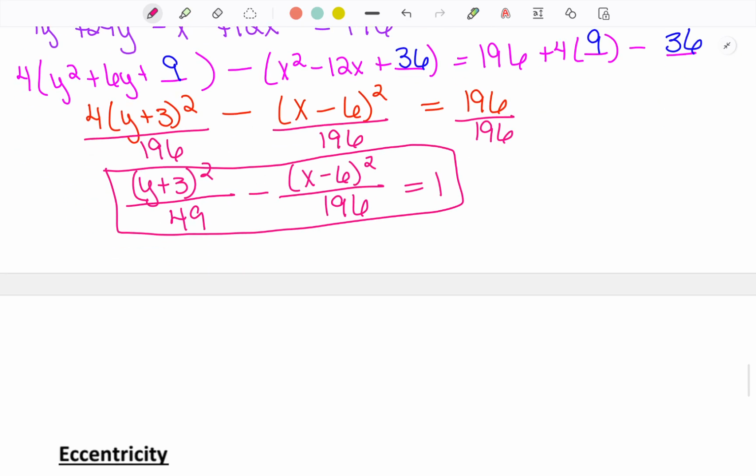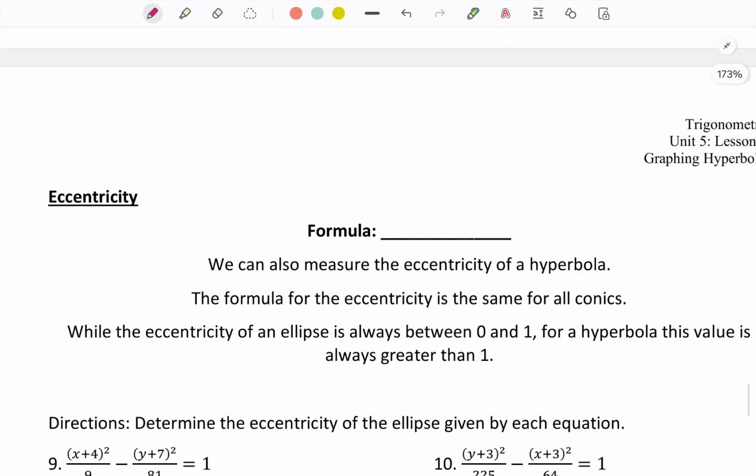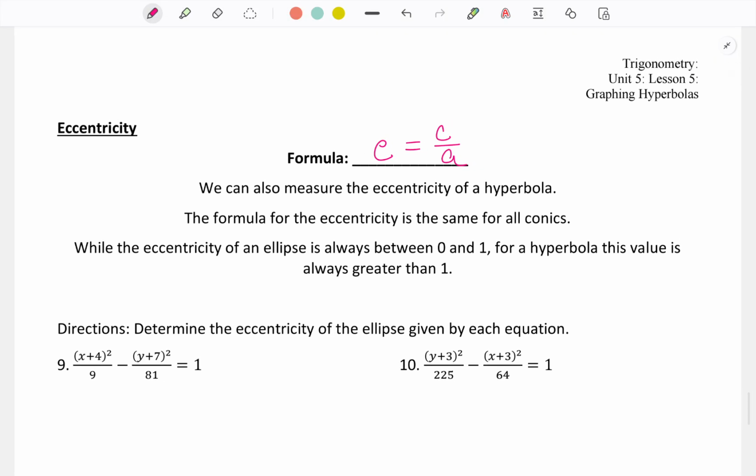Okay, so let's talk about eccentricity. So our formula for eccentricity is the same as it is for ellipses. That is E equals C over A. So it's always the same for every conic for eccentricity. And the eccentricity for an ellipse always has to be between 0 and 1. But for a hyperbola, that value always has to be greater than 1.